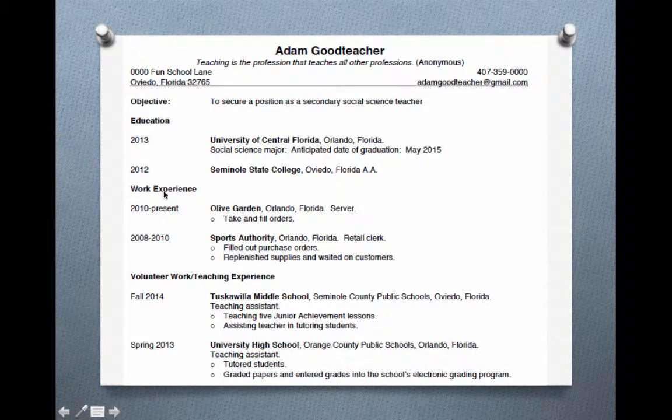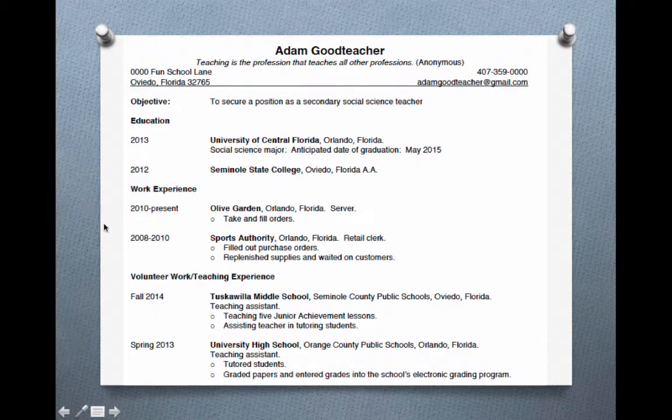The next two sections of your resume are typically work experience and volunteer work/teaching experience. Work experience is any experience for which you get paid. Volunteer work/teaching experience is any work that you do for which you do not get paid. Internships would be examples of teaching experiences for which you don't get paid. In both the work experience and the volunteer work/teaching experience sections, you would do the following.